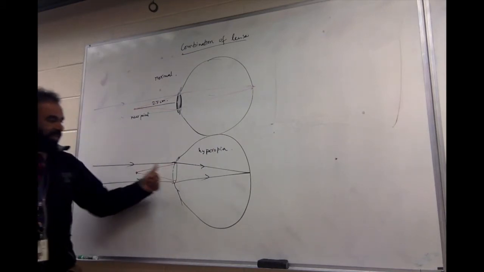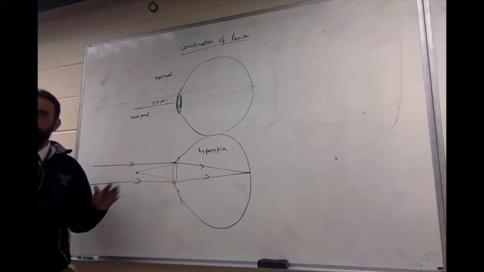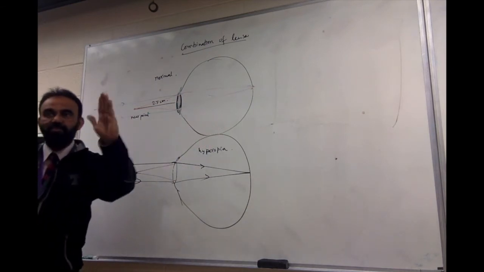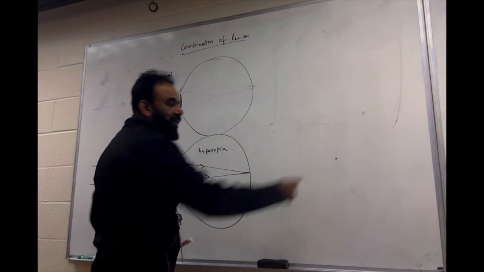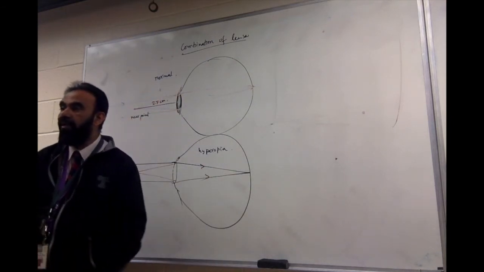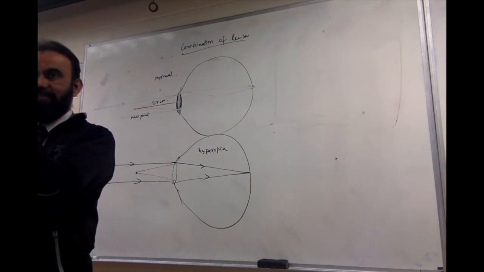If my lens does not do anything, where will the image be formed? As soon as the object comes closer, what happens to the image? Image starts going further away, right? A convex lens, image starts going further away. So the image will be formed here. So what should this eye lens do to get the image back on the retina? It has to converge it more, which means the lens has to do this.